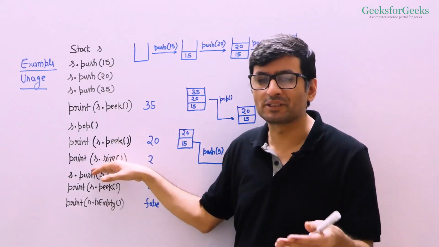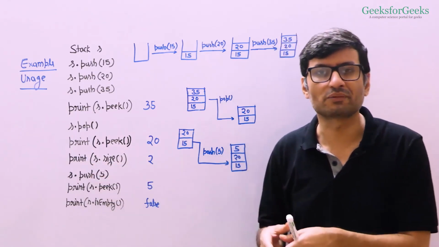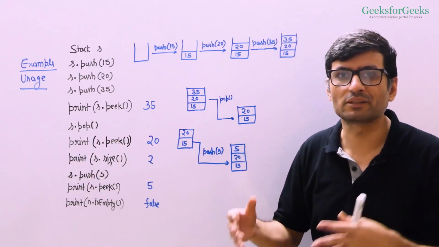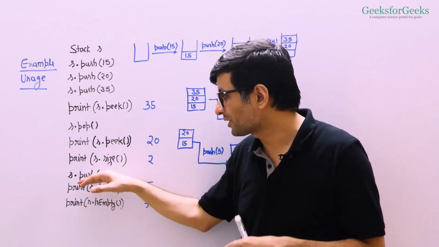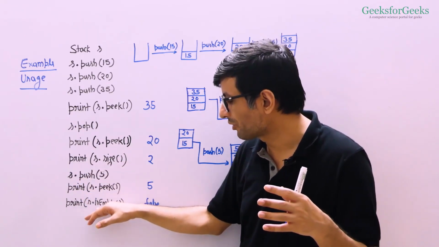The size function is the same in C++ and Java. In Python, you have the len function on a list, so you can use the len function to figure out how many items are there in the stack. Push is the same in C++ and Java and different in Python. Peek, again, we have talked about.